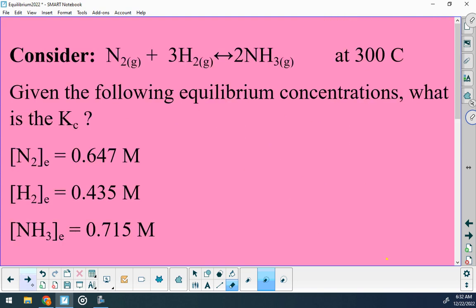Okay, here we go. I've got nitrogen reacting with hydrogen to form ammonia. They're all gases. It is at 300 Celsius. Given the following equilibrium concentrations, what is the Kc? So we want to calculate a Kc, and they give us equilibrium concentrations for each of our reactants and products, right? Good, so what's the process?